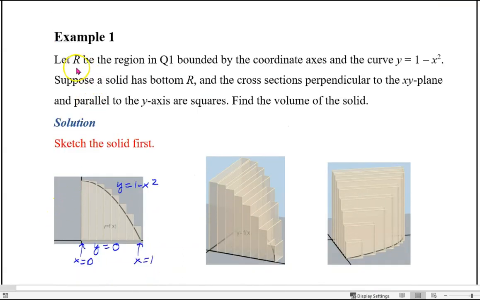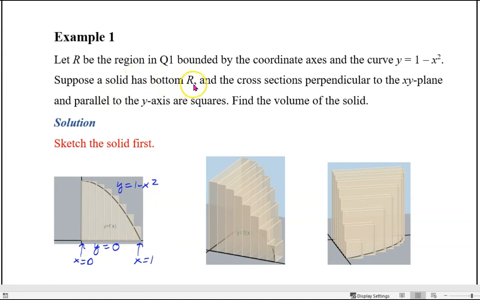Example 1 says, let R be the region in quadrant 1 bounded by the coordinate axes and the curve 1 minus x squared. 1 minus x squared is a downward opening parabola shifted up 1. In other words, it looks like this. To restrict it to quadrant 1 means we cut off the part of the parabola that falls in quadrant 2. It's also bounded by the coordinate axes, which we mean the y-axis and the x-axis. So we're going from x equals 0 to x equals 1.